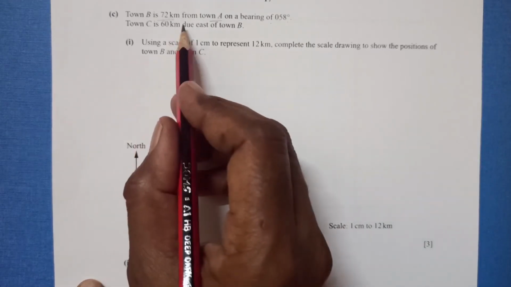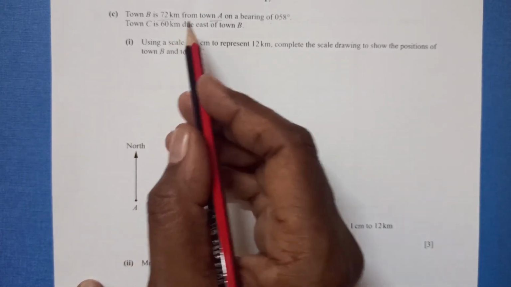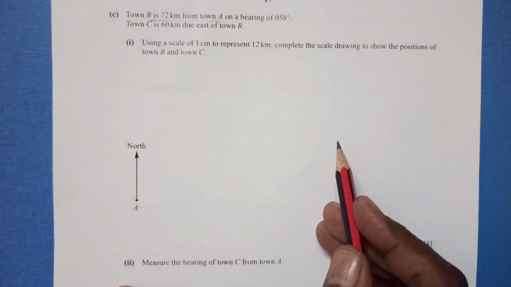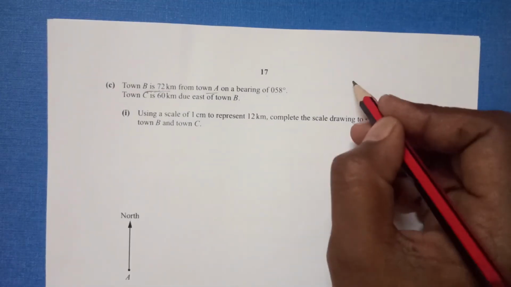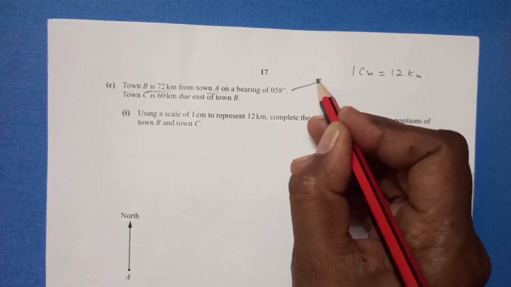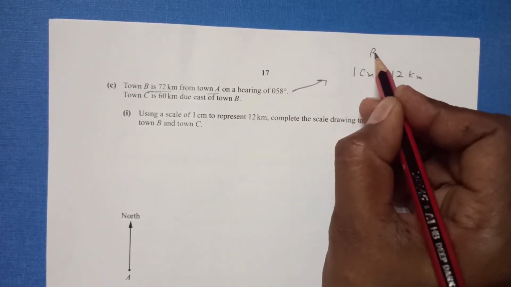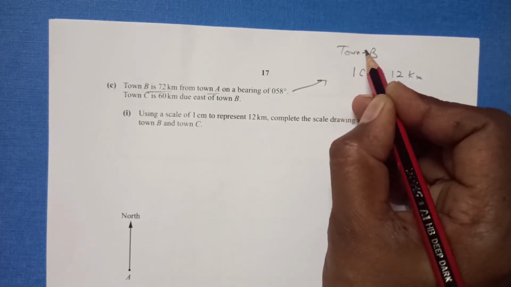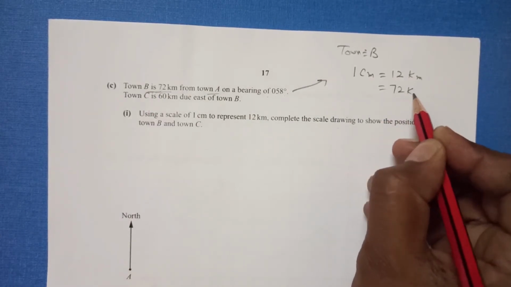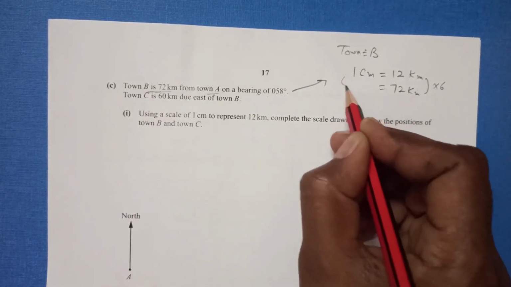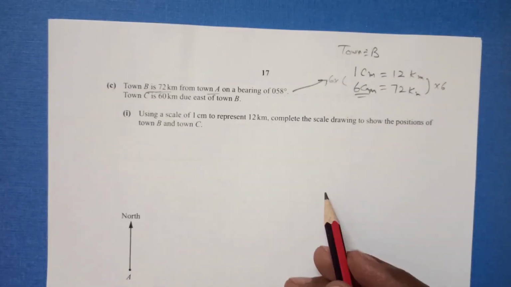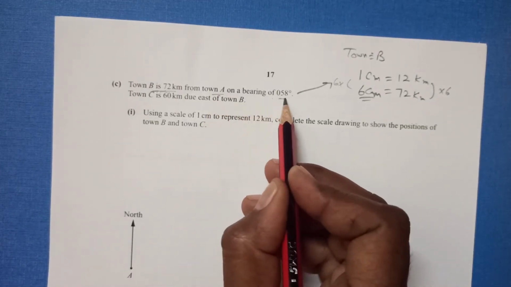So now we have to find out the length first. Town B is 72 kilometers. We are given the scale is 1 centimeter represents 12 kilometers, right? So for town B, 1 centimeter is 12, and we are looking for 72 kilometers. This is 12 times 6, so it will be times 6 here also, so 6 centimeters. So we are looking for a length of 6 centimeters from town A at a bearing of 58.